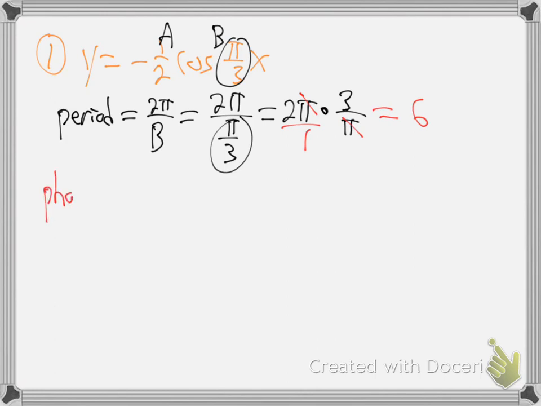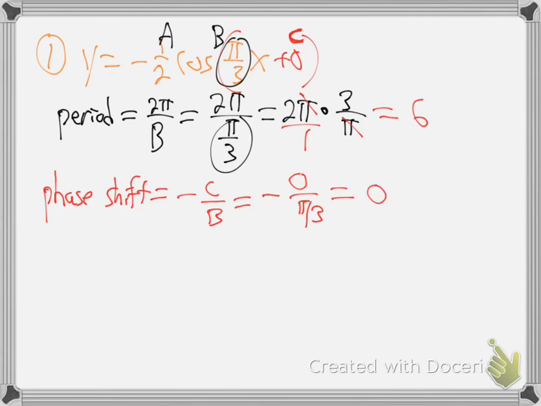And what is the phase shift? Negative c over b. And what's my c? 0. It's whatever number is added, it's plus 0. It's any number that's added inside the parentheses. We don't even have parentheses. 0. There's nothing there. So it's minus 0 over pi over 3, which is just 0. 0 over anything is just 0, isn't it? Good so far?